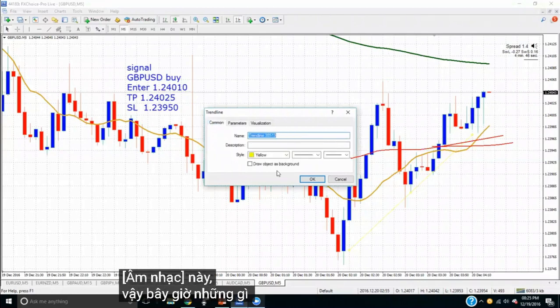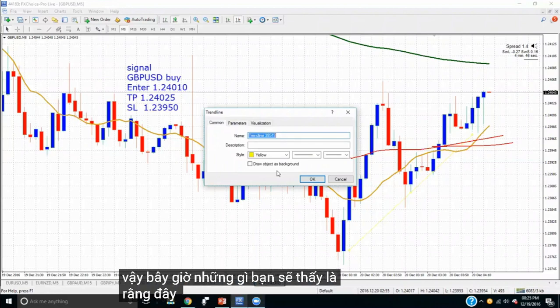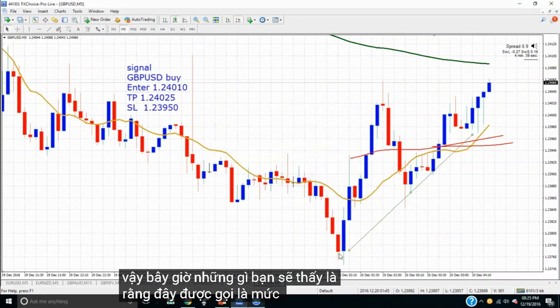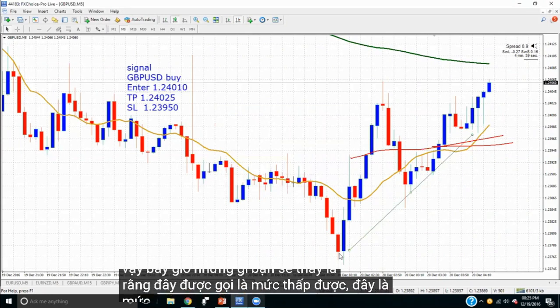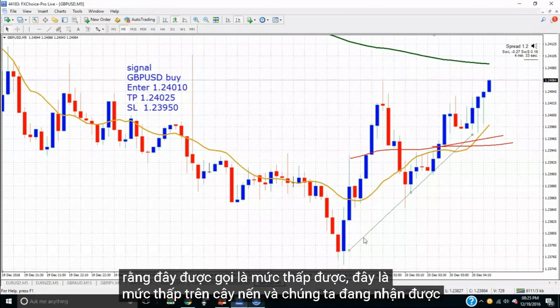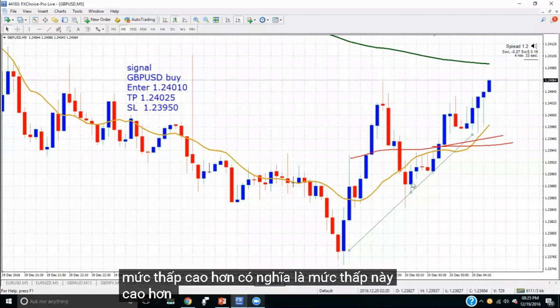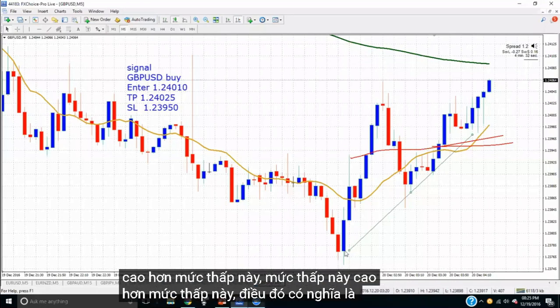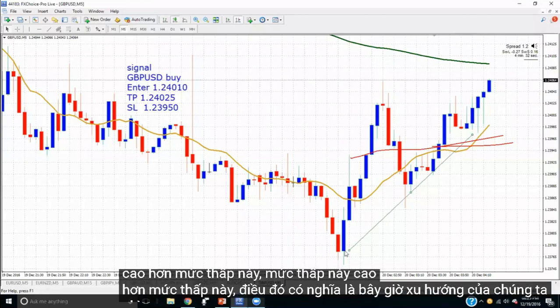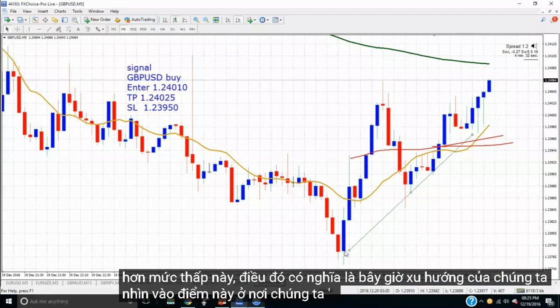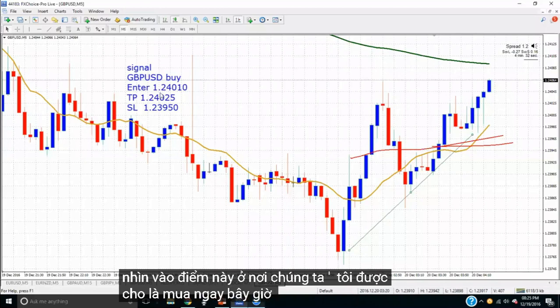Okay, so now what you're going to see is that this is called a low, okay? This is the low on the candle, and we're getting higher lows. That means this low is higher than this low. This low is higher than this low. So that means that now our trend, look at this, we're supposed to be in a buy right now.